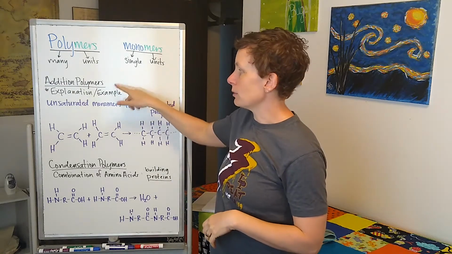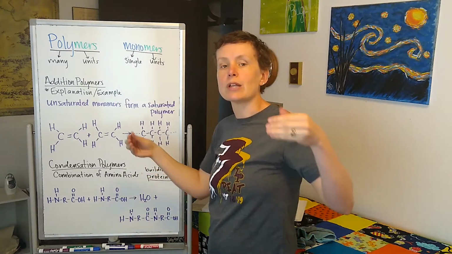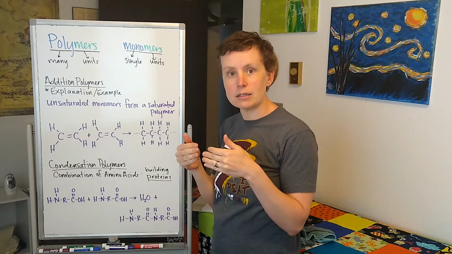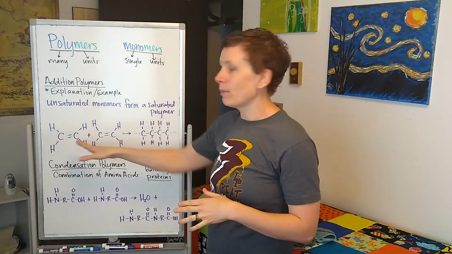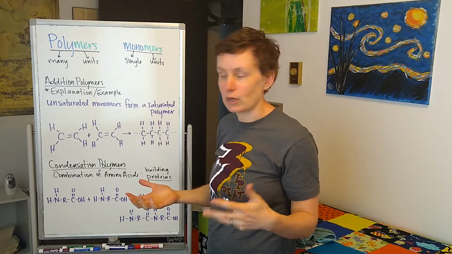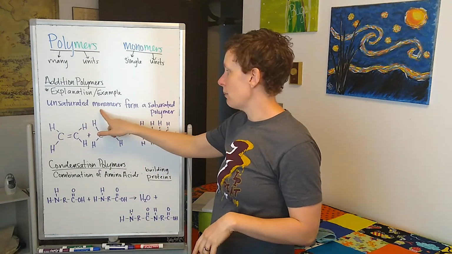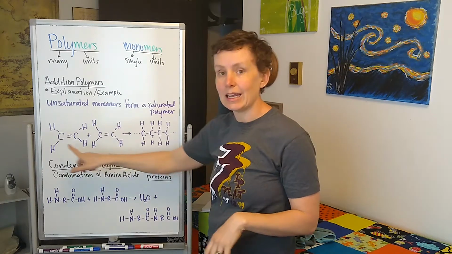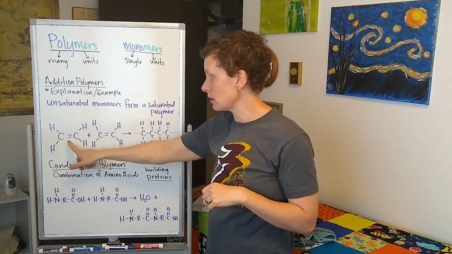So addition polymers are where you take two monomers and add them together so they bond, and it's going to change double bonds into single bonds. It's going to make the polymer more saturated. So here we have unsaturated monomers. These are both ethene, eth for two carbons, ene for the double bond.